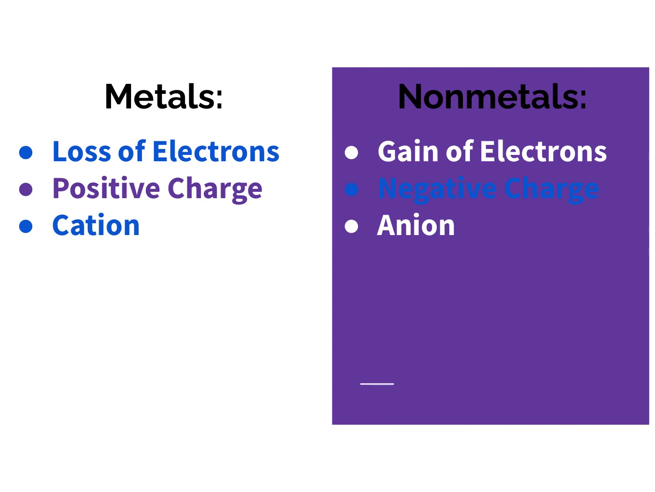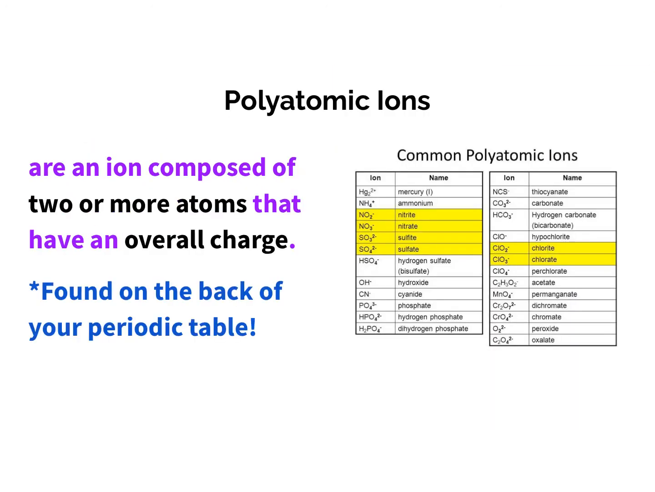Just to recap, with metals, we are going to lose electrons, so we are going to be a positive charge, and we are going to become a cation. With nonmetals, we are going to have a gain of electrons. We are gaining and becoming a negative charge. We're going to become an anion.